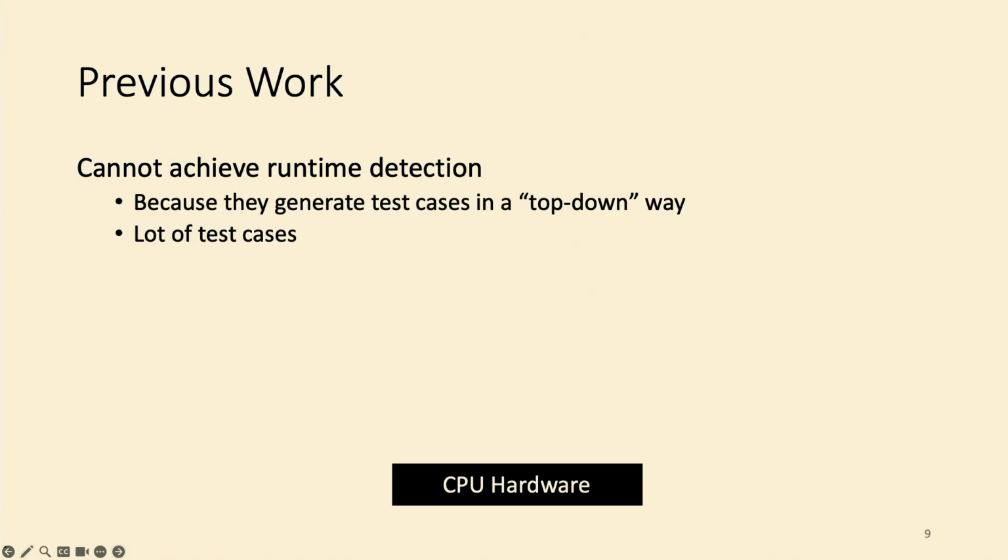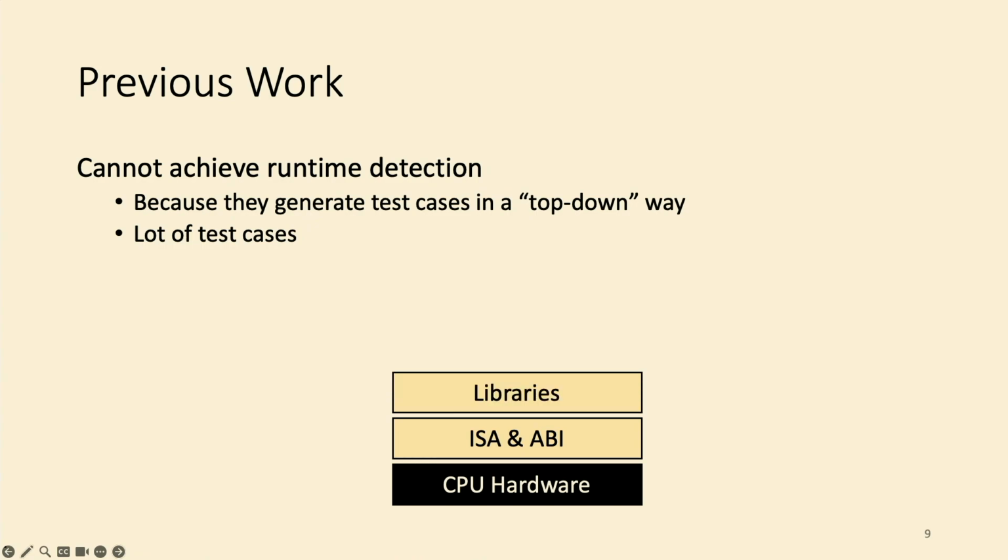So we have the CPU at the bottom, right? Usually a black box. We consider that as a black box often. Then there's the ISA and the ABI, which sort of is used to describe that black box. And above that, people build libraries and applications and so on. And so there have been multiple approaches to actually testing for these kinds of defects.